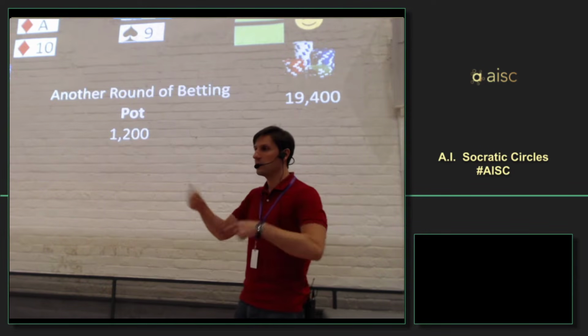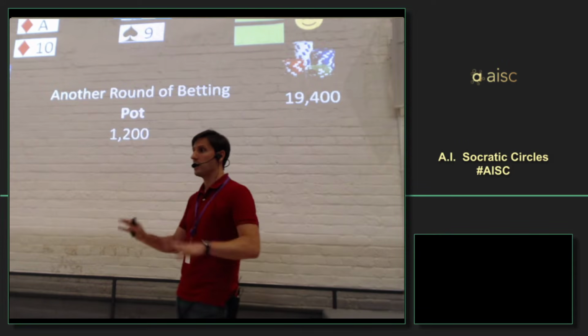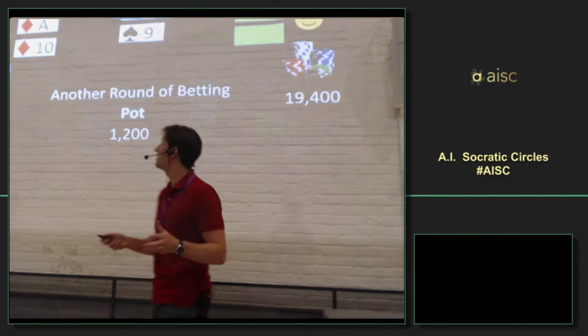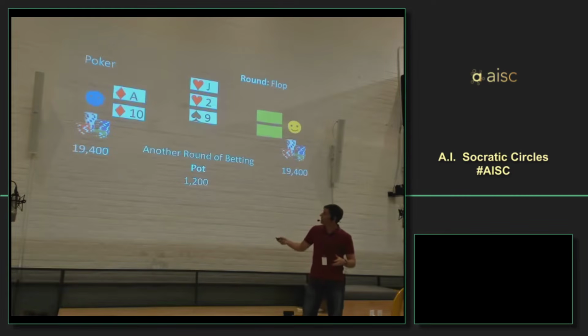There's then another round of betting. Things go back and forth. Those are your main actions as a player, essentially bets. After this round of betting, another card gets revealed. There's another round of betting, and another card gets revealed.